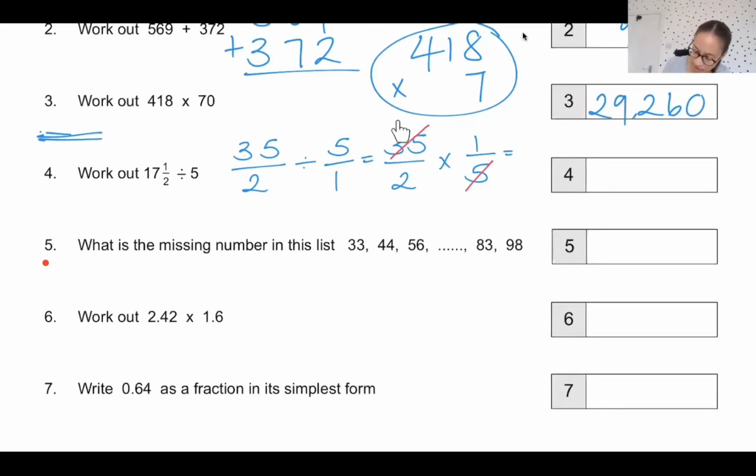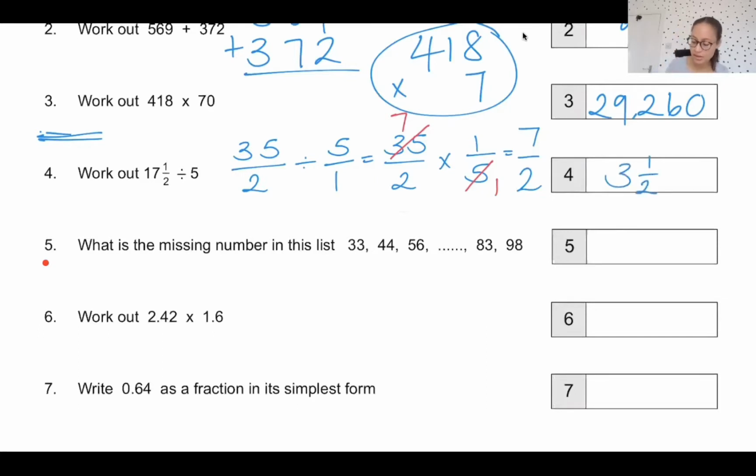Okay, so 35 and 5 both divide by 5. So we get 7 and 1. And then we'll multiply those numbers together. So we do 7 times 1, multiplying the numerators, and 2 times 1, multiplying the denominators. So we get 7 over 2. So 7 over 2 could be the answer. I would prefer to write it as a mixed number or as a decimal, so it would be 3.5.